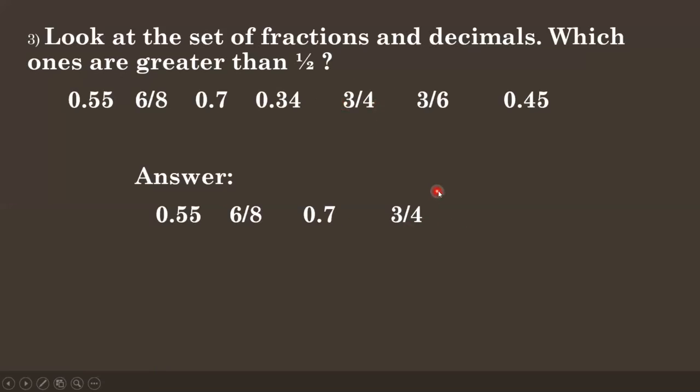Now what about 3 by 6? 3 by 6 is 0.5 only. We need to pick out the number greater than 0.5, so 0.5 is not applicable. So we are not choosing this. And 0.45 is already less than 0.5. So the numbers greater than 1 by 2 or 0.5 are 0.55, 6 by 8, 0.7 and 3 by 4. Is this clear?